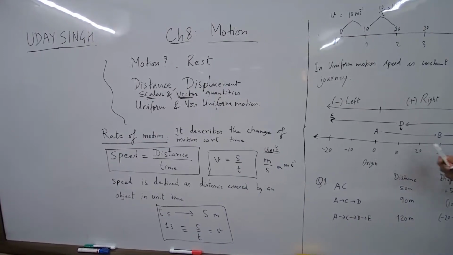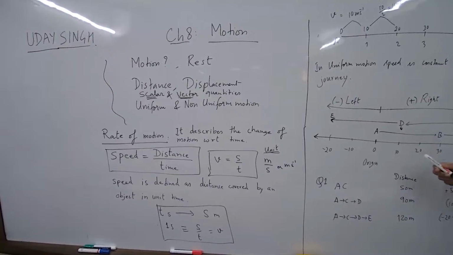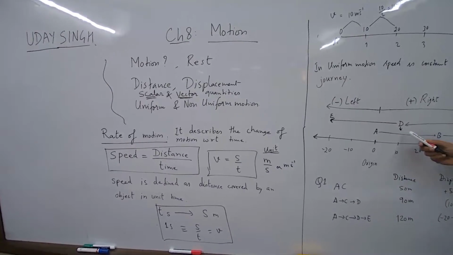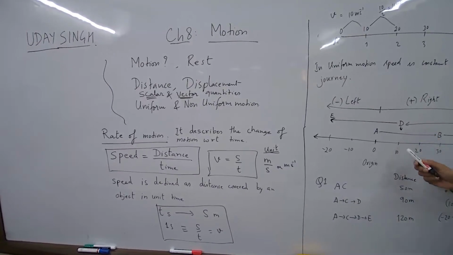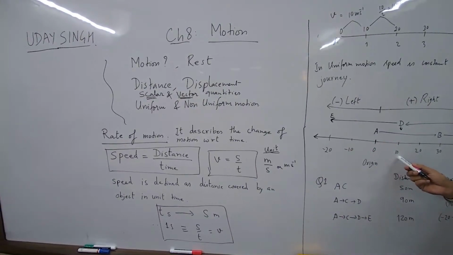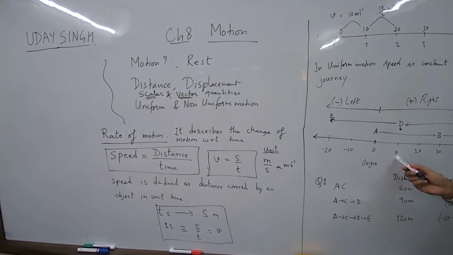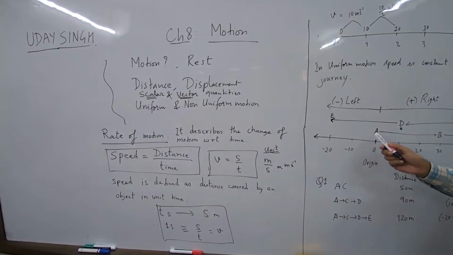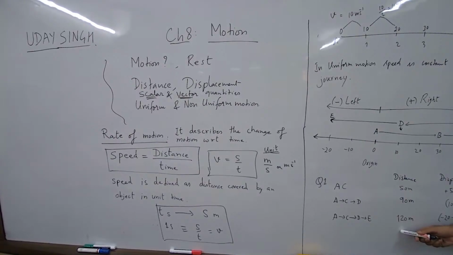40. 50 minus 10 is 40. So 50 plus 40 is 90. Then from 10 to 20 how much? This is 10, 20, 30. So 90 plus 30 is 120. This is the total path length till E, from A to E. Now what is displacement?